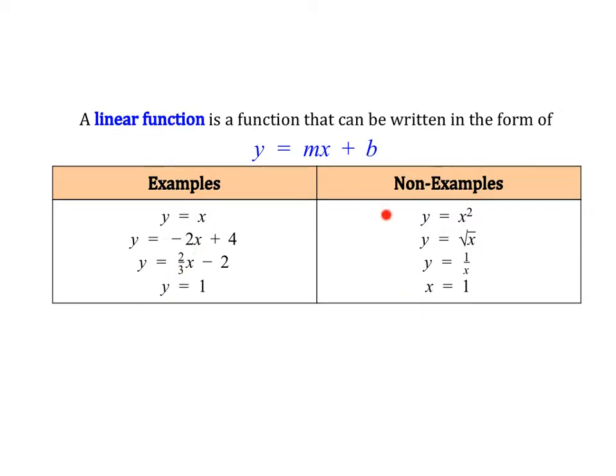Now compare that to our non-examples. If you have y equals x squared, square root of x, 1 over x, or just an x and no y, these are all not linear functions. So if you try to generalize and say, hey, what makes a linear function or what doesn't make a linear function, essentially anytime you see something other than just x, so x squared, square root of x, 1 over x, and then anytime that you don't have a y as well, it will not be a linear function. But of course, we can always think back to our more formal definition. It can be written in the form of y equals mx plus b.